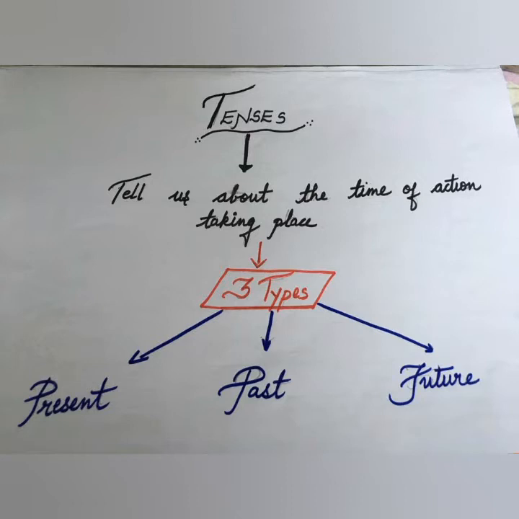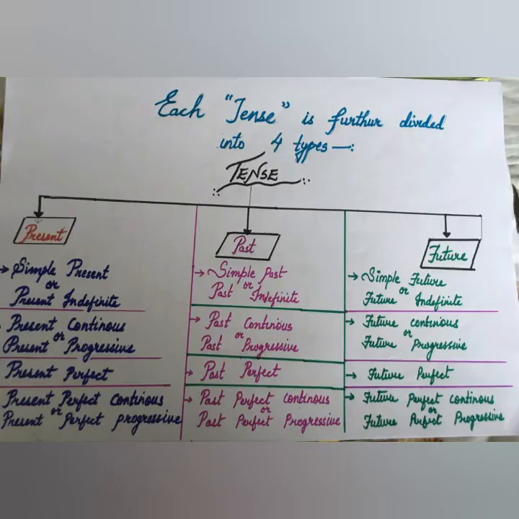What is a tense? Tense tells us about the time of action taking place. There are three types of tenses: present, past, and future. Present tells us what is going on, past tells us what has been done, and future tells us what will be done further. It's not yet done. Okay? Now, all these three tenses are again divided into four subtypes.